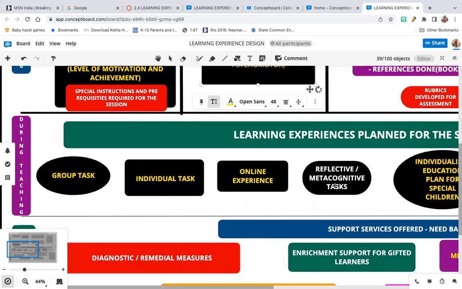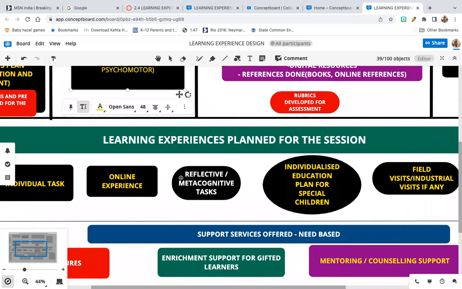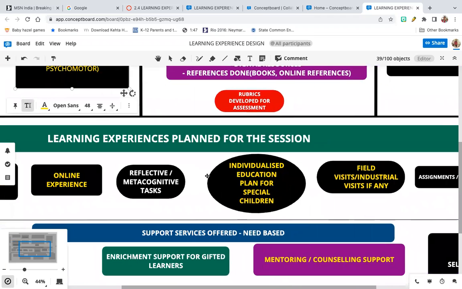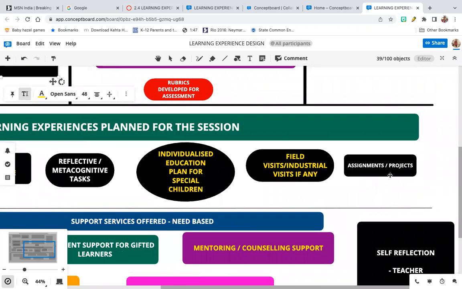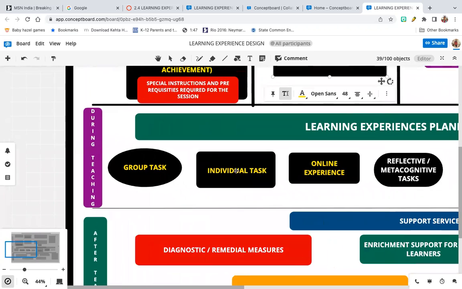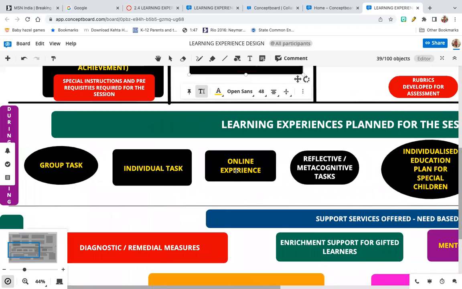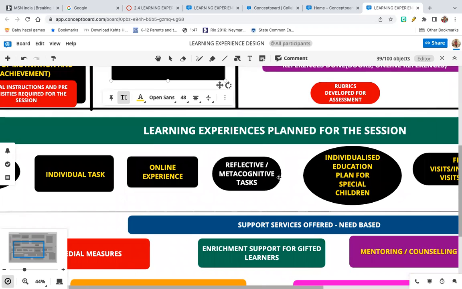You can use these different activities like group task. You can have an individual task. You can have an online experience. You can have reflective or metacognitive tasks. You can have individualized education plan for special children. You can have field visit or industrial visits, if any. You can also give assignments and projects when you are in the class. Now, you can also have many other things like experimentation. You can have certain skill development activities. So all this depends upon the topic that you have in hand.